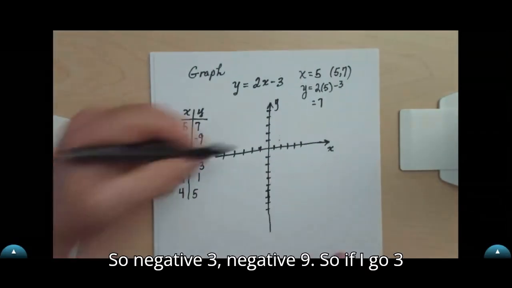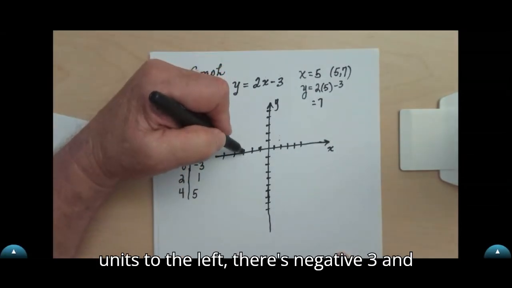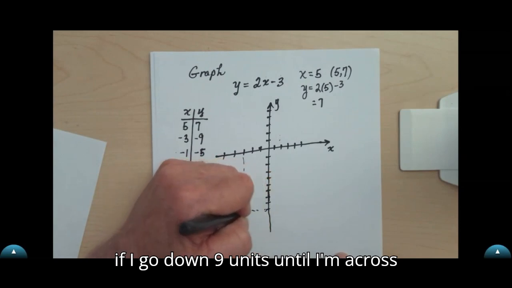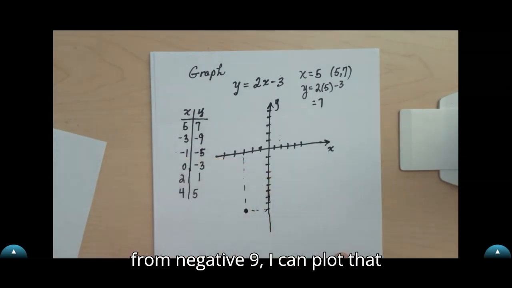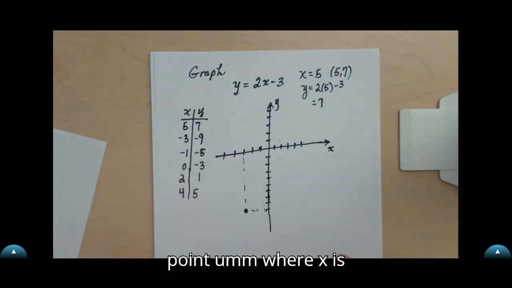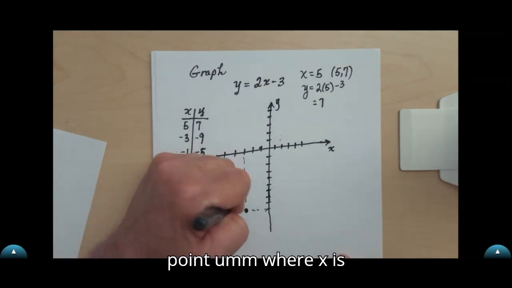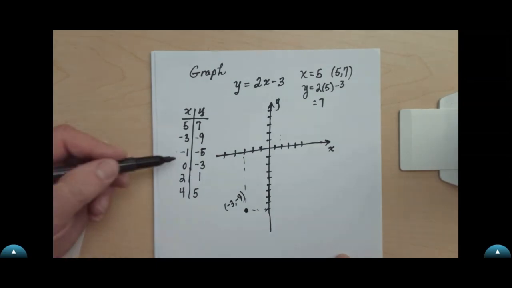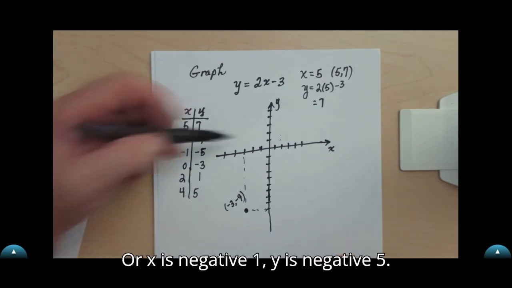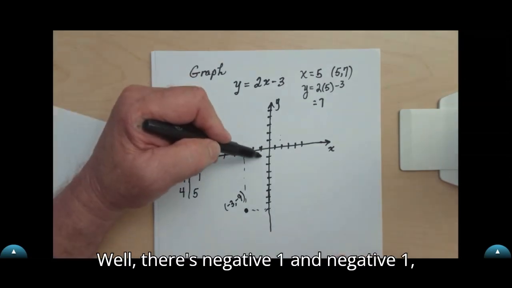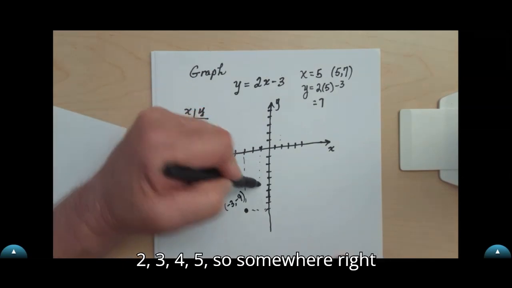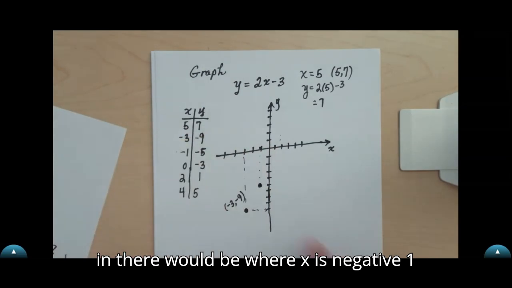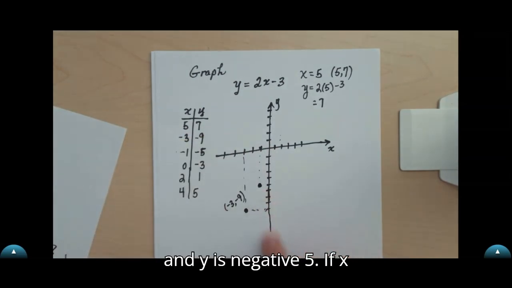So -3, -9. So if I go 3 units to the left, there's -3. And if I go down 9 units till I'm across from -9, I could plot that point where x is -3 and y is -9. Or x is -1, y is -5. Well, there's -1 and -1, 2, 3, 4, 5. So somewhere right in there would be where x is -1 and y is -5.